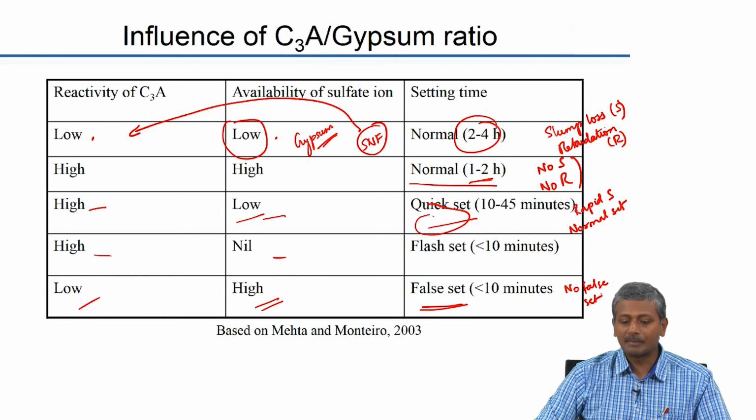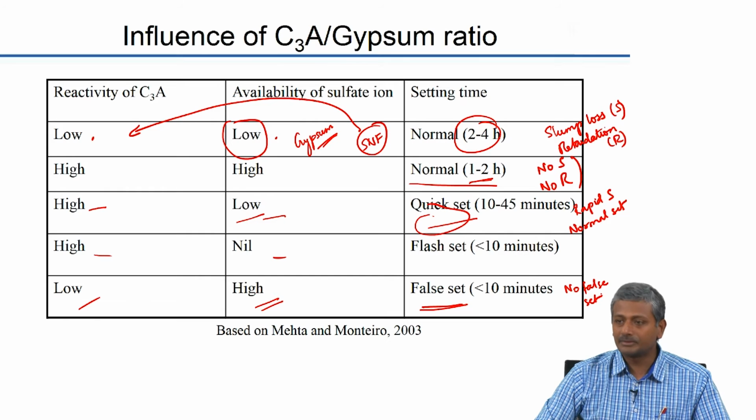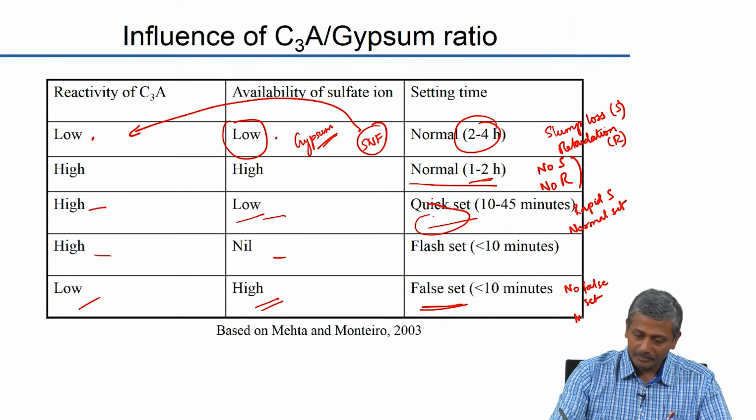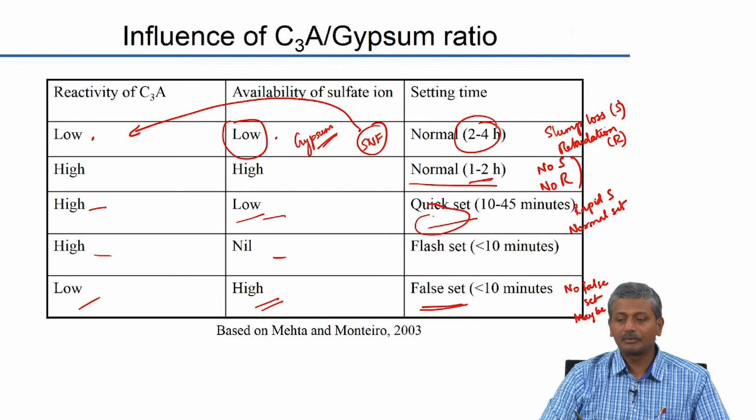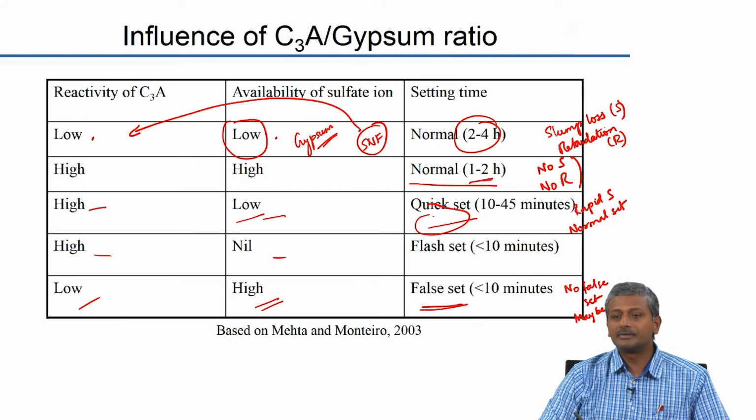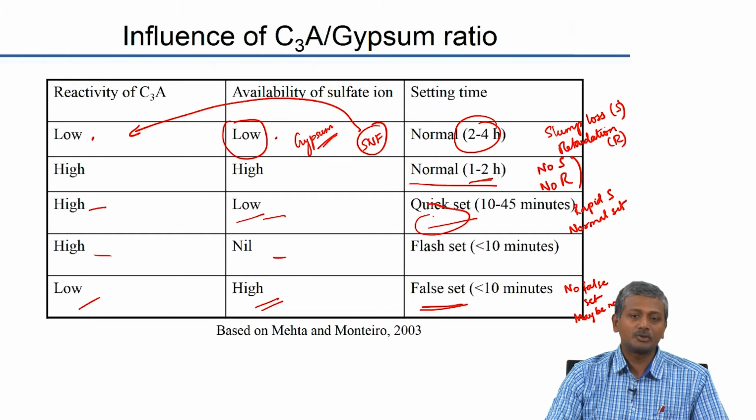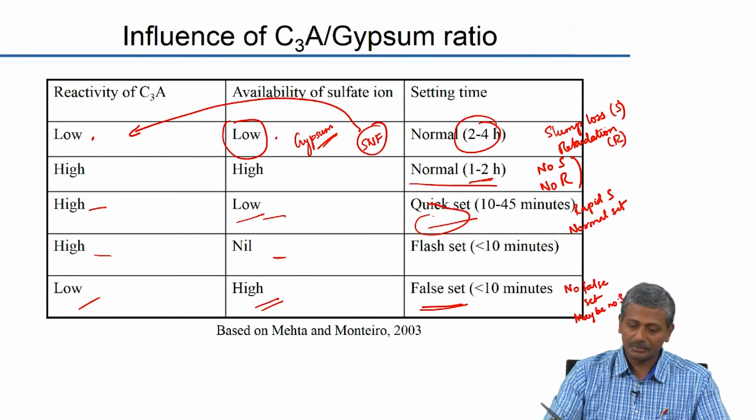What about your slump loss? Slump loss may not happen, okay. Maybe no slump loss. What about your retardation? No retardation because sulfate is available quite rapidly. It can interact with the aluminate even though the aluminate is not as reactive. So no retardation.